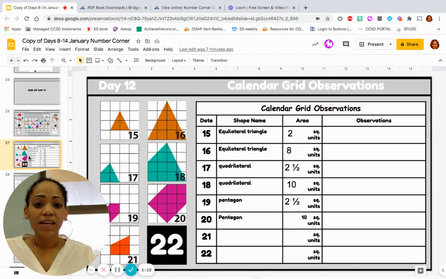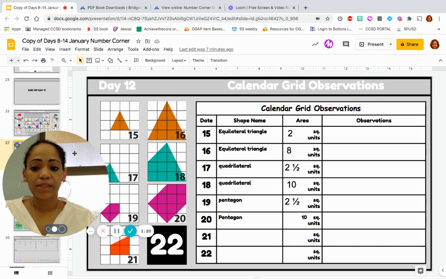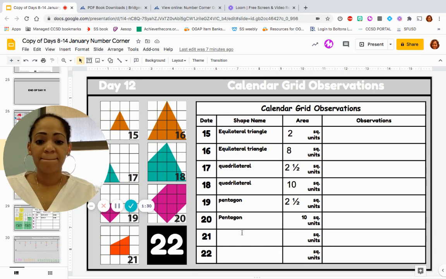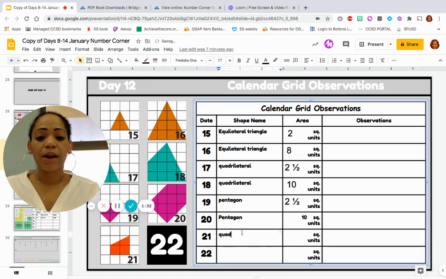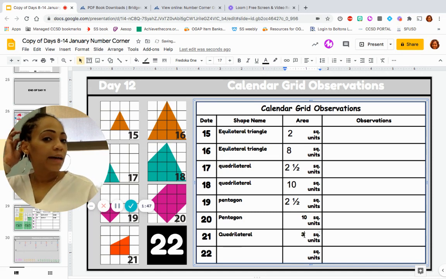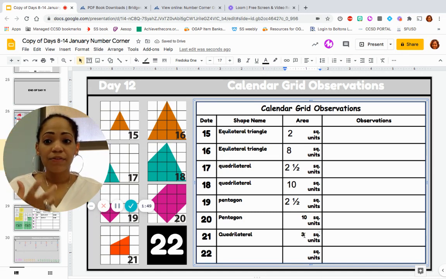So let's get started. Today is January the 21st, and here is our shape for today. You can see it here. What is this shape called? Right, it has four sides, so it is a quadrilateral. And what is the area of this quadrilateral? We have 1, 2, and then about 3/4, and then another fourth. So we have 3 as our area for this shape.